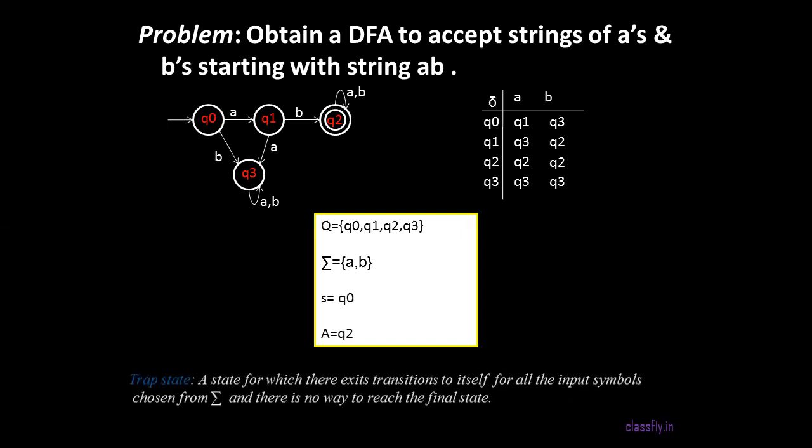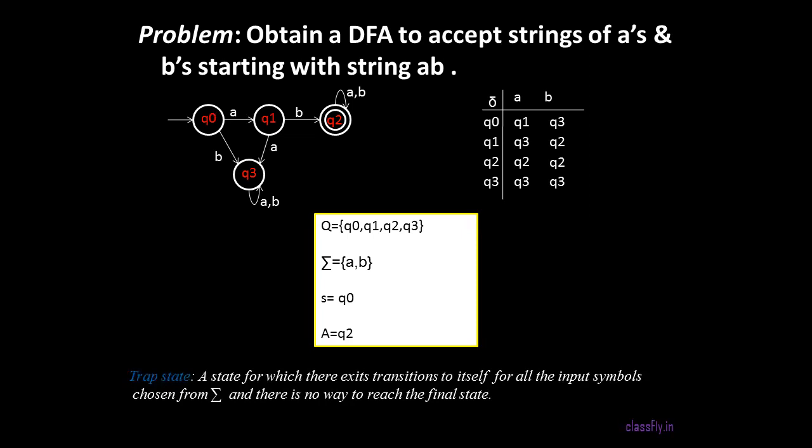Now, what is a trap state? A state for which there exist transitions to itself for all the input symbols chosen from Σ, and there is no way to reach the final state. That is a trap state. In this problem, our trap state is Q3, which cannot reach any final state. A trap state is also known as a dead state. So here is our solution for the problem.